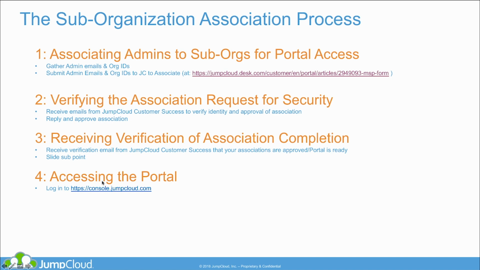That is step 4. So with respect to accessing the portal, nothing necessarily changes from a workflow perspective. You will still go to https://console.jumpcloud.com as normal. Our platform in the background knows the email that is being entered into console.jumpcloud.com as an administrator, what sub-orgs you're associated with, and to display for you the multi-tenant portal. Let's look at that process at large.